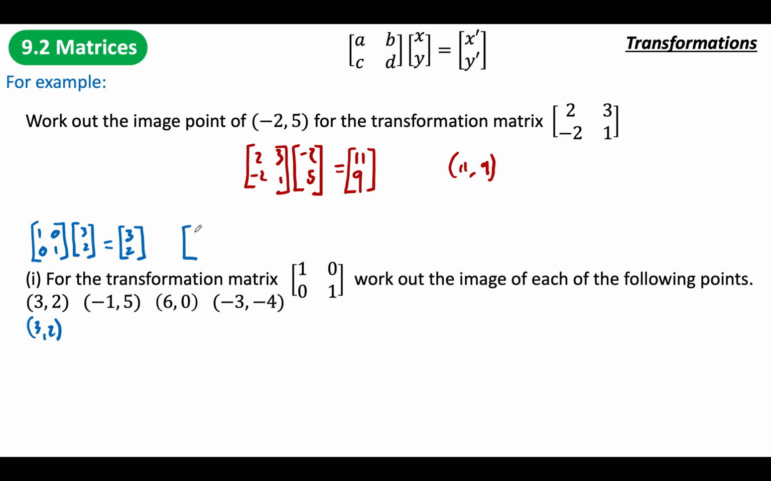Let's try it again. So 1, 0, 0, 1 times the next point, so negative 1. That's supposed to be a 1. And positive 5. Well, negative 1 times 1 is negative 1. 5 times 0 is nothing. So that is negative 1. And negative 1 times 0 is 0. 5 times 1 is 5. Again, that one hasn't changed.